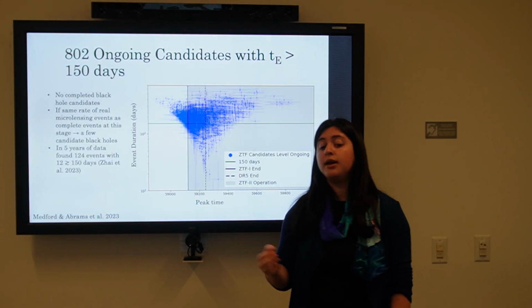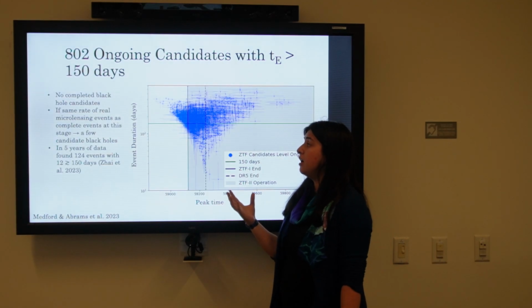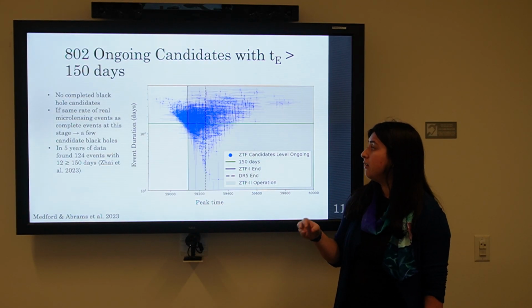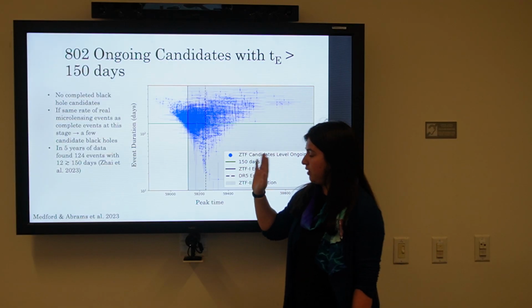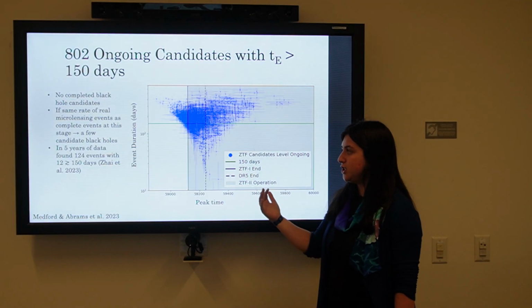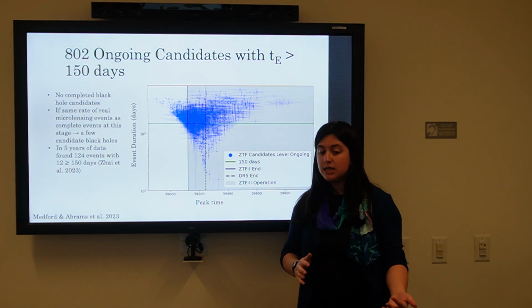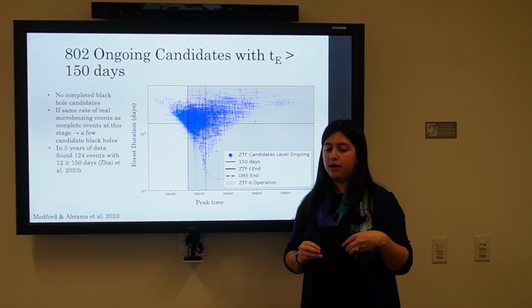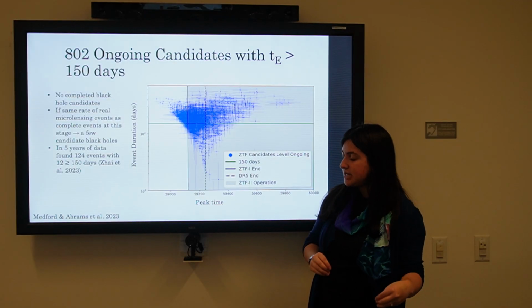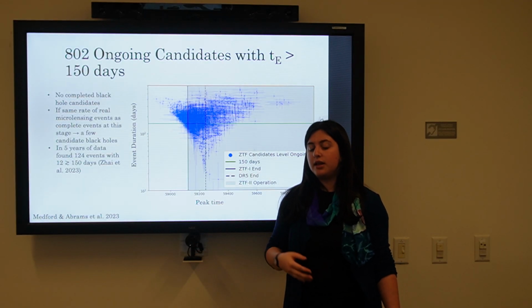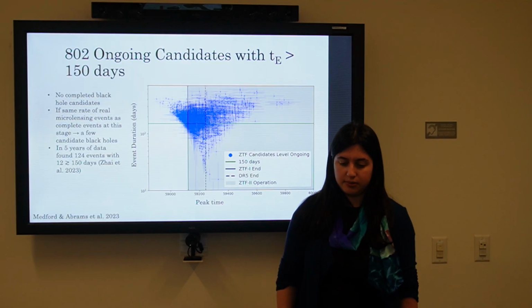However, there were 802 ongoing candidates with at least 150 days of Einstein crossing time, or event duration. And so if these are cut down at a similar rate as the other candidates, that should lead to a few black hole candidates.